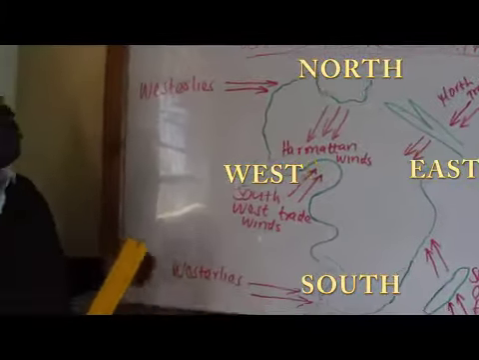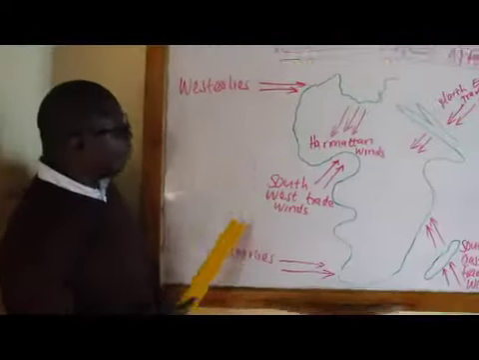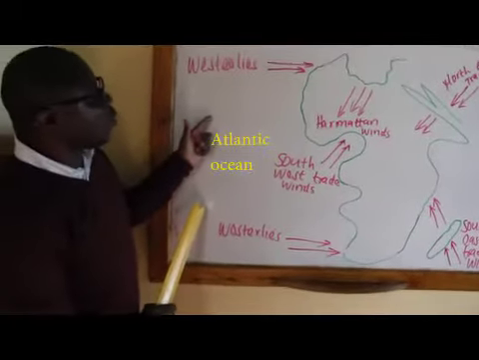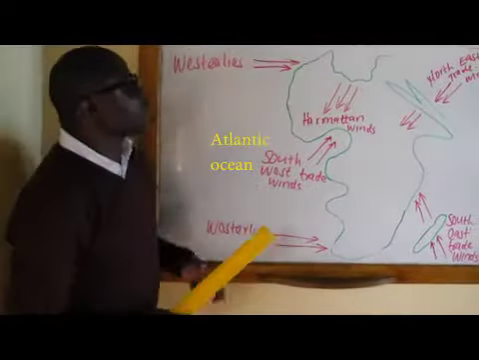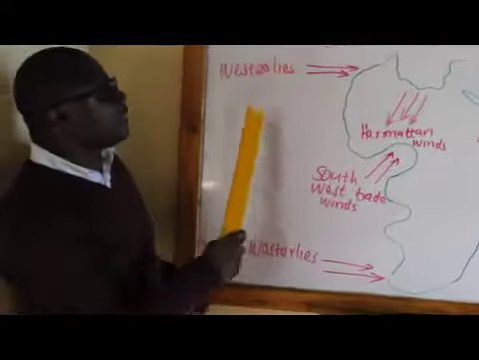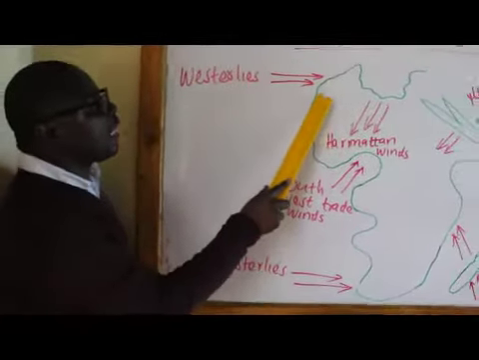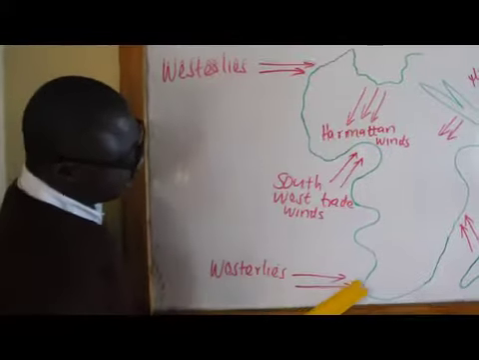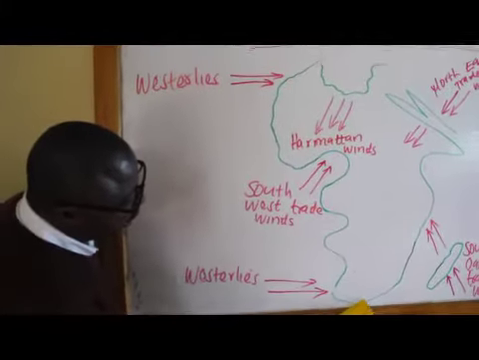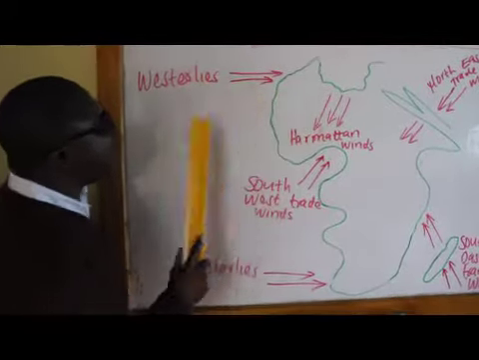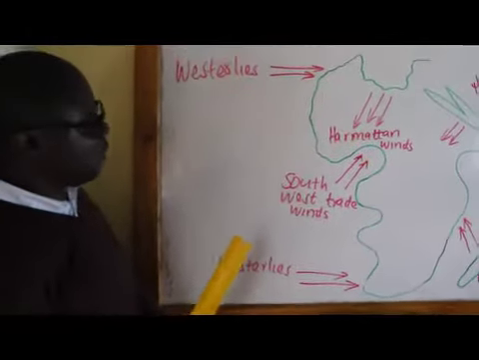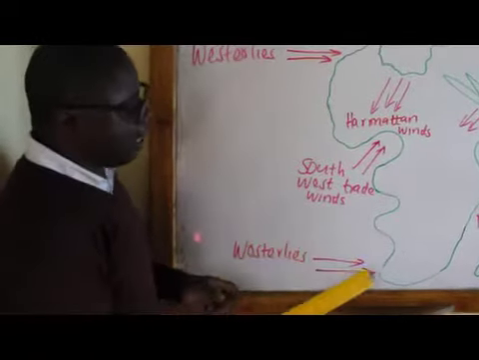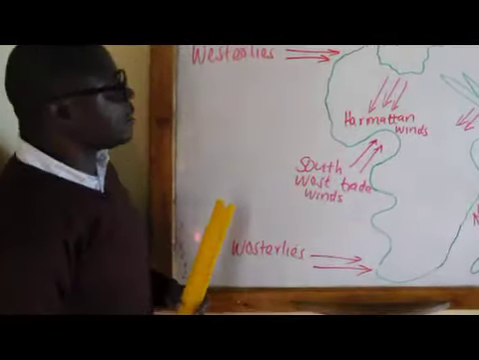Now, allow me to talk about these winds known as westerlies winds. The westerlies winds blow from the Atlantic Ocean towards the tip of Africa. These winds are responsible for causing rainfall in the Mediterranean region. The Mediterranean region is this region down here and up there. So the westerlies winds do bring a lot of rainfall to the Mediterranean region.